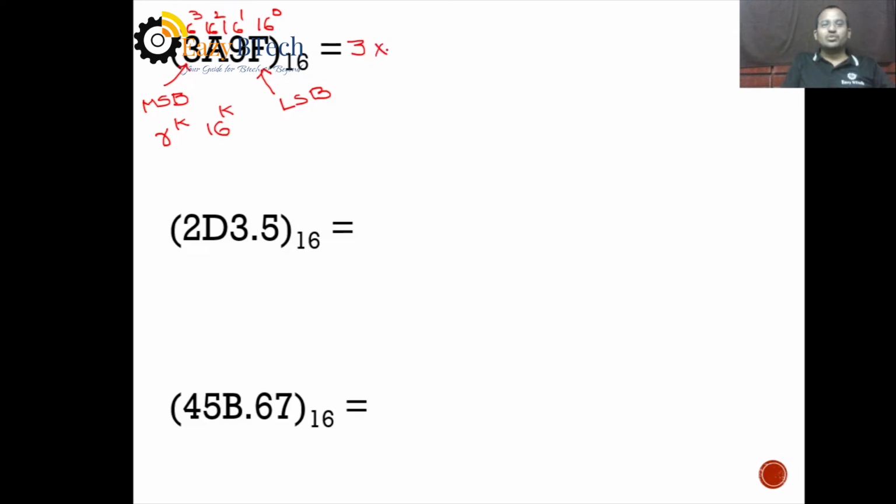3 into 16 power 3 plus A means 10 into 16 power 2 plus 9 into 16 power 1 plus F means 15 into 16 power 0. So each bit you multiply with the respective weight.